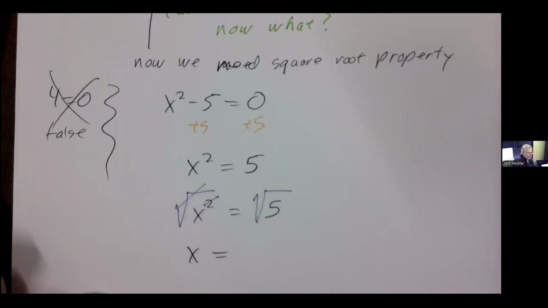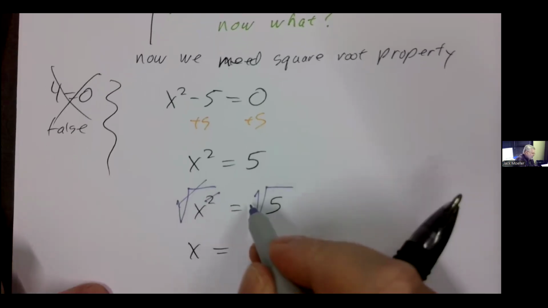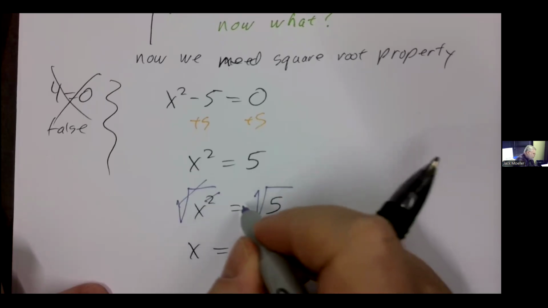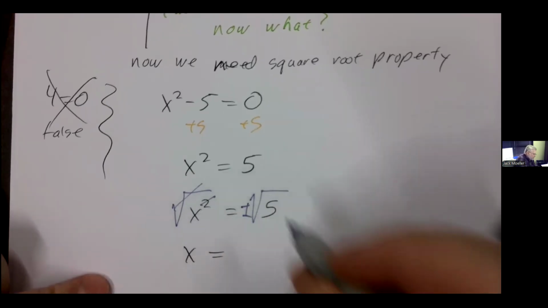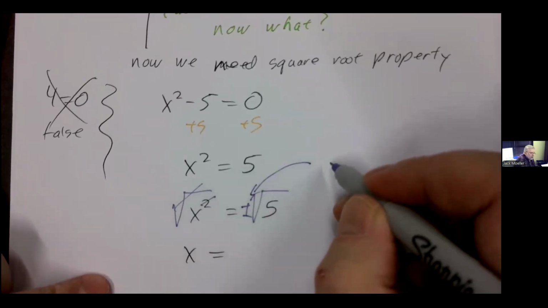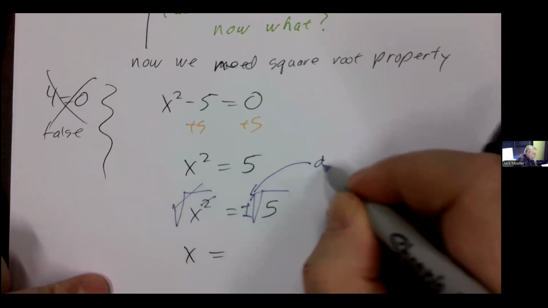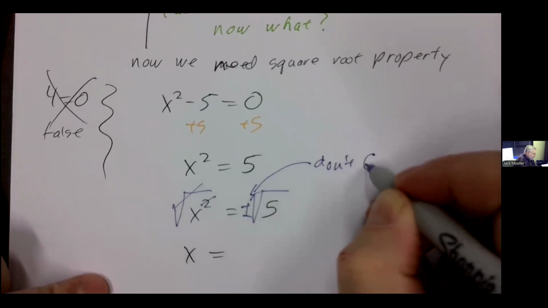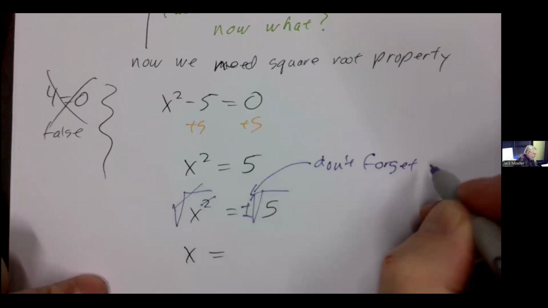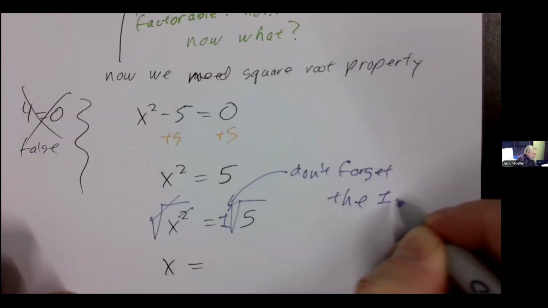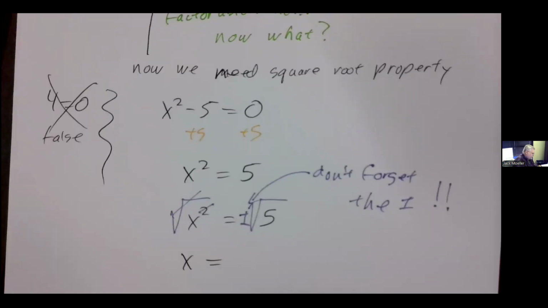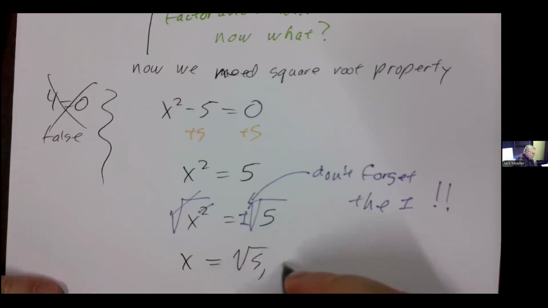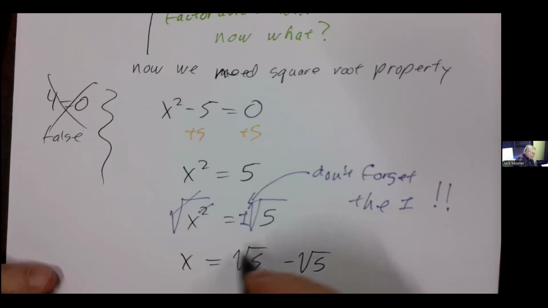Here's where you have to be careful with the square root property: anytime you take the square root of both sides, at least one of those sides, you need to do plus or minus. Technically, you can do it on both, but it's messy and we don't really need to. So the most common mistake with the square root property is don't forget your plus or minus. Okay, so we have two answers here. We have the square root of 5 and negative square root of 5.